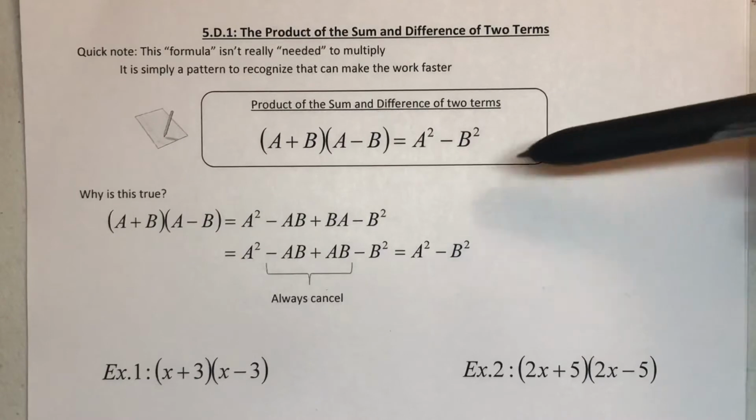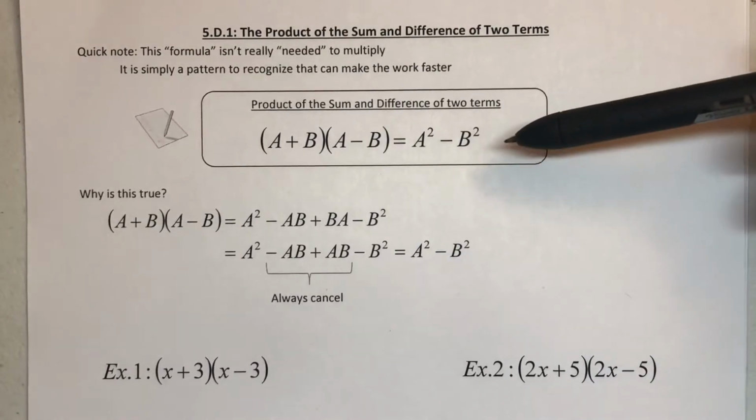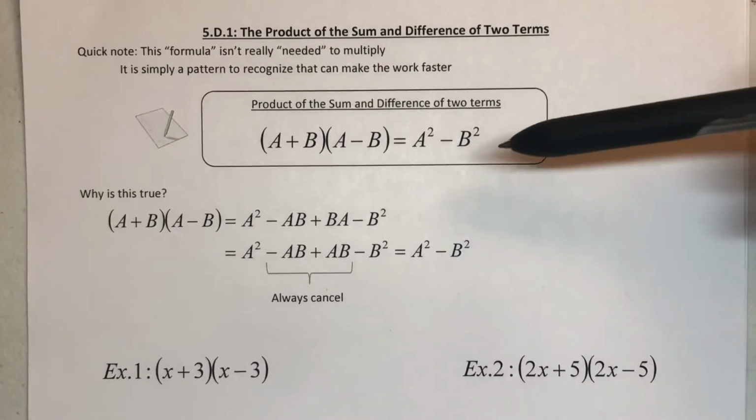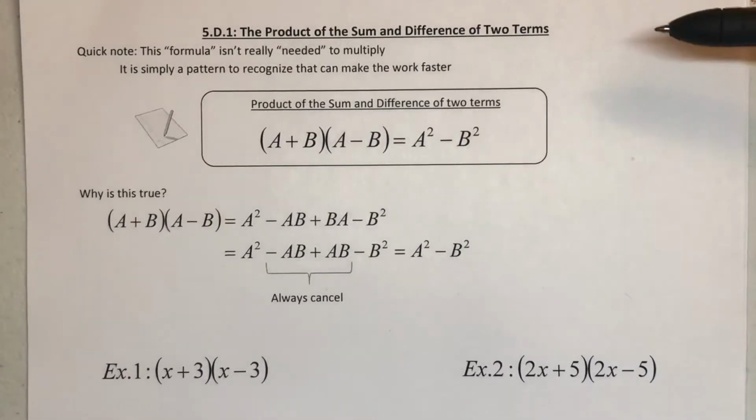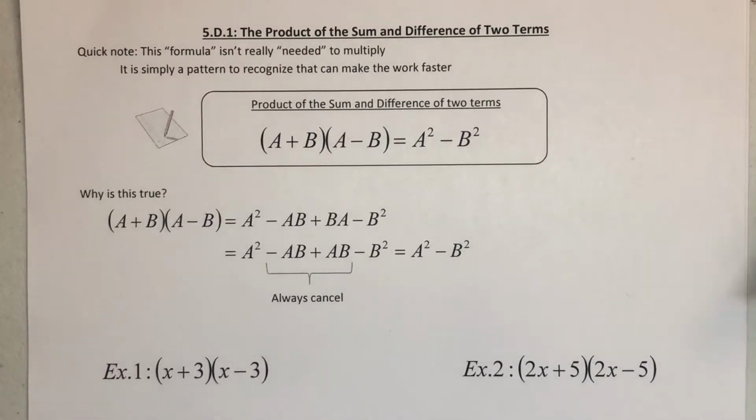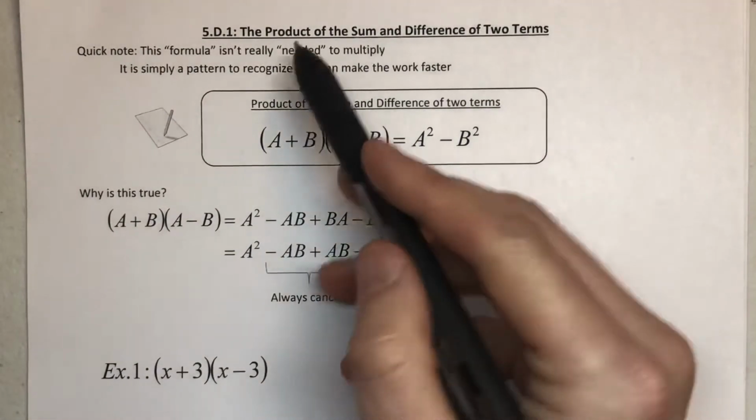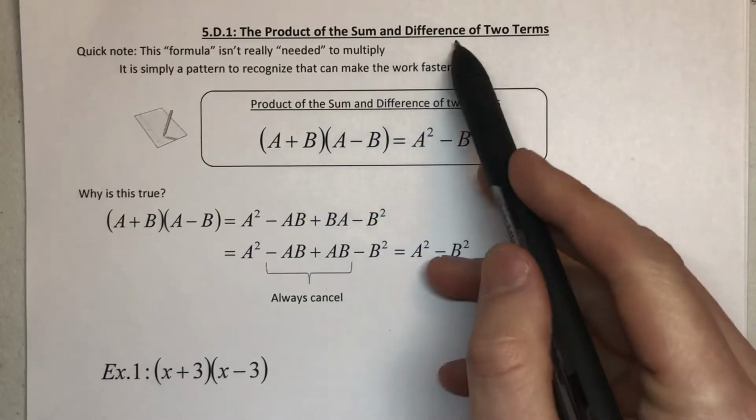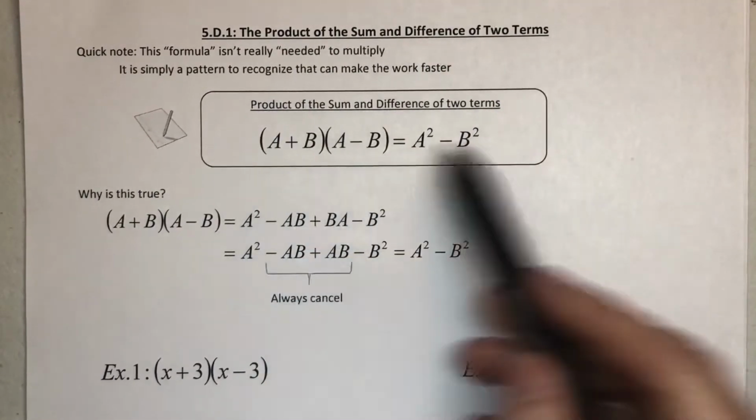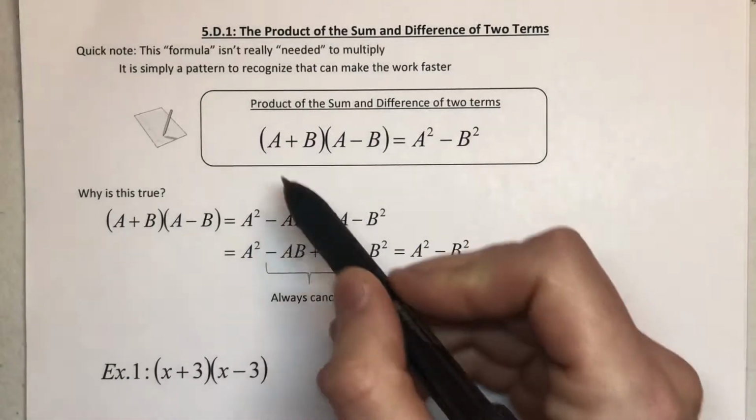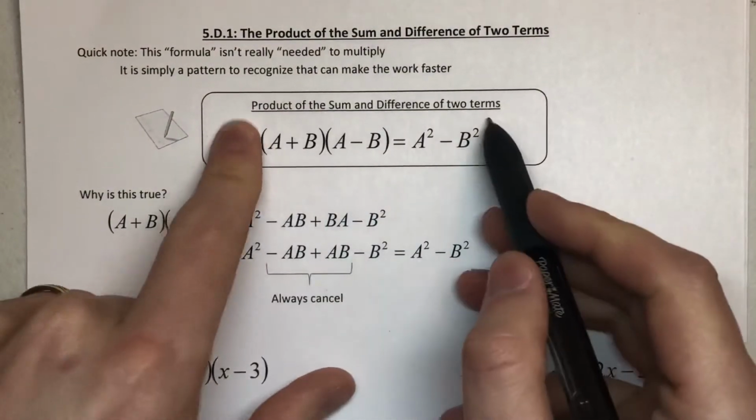So we want to be introduced to it here so we're ready to use it when we see it in Chapter 6. The other one, if anything, I'll say is more of a special product we want to learn so we can avoid a mistake. But starting with this one, 5D1, it's called the product of the sum and difference of two terms. It's a very long name, not as long as the formula itself, but the specific pattern is summarized in that phrase.